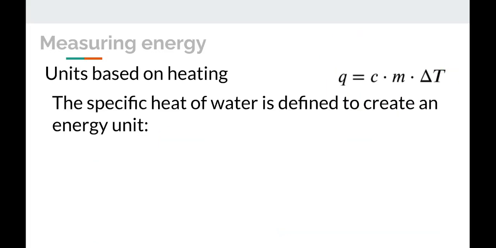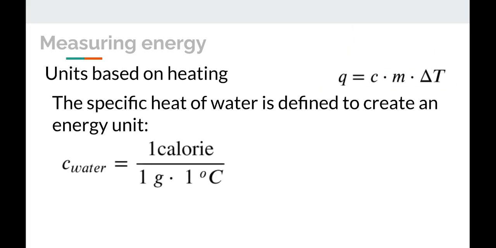The specific heat of water is defined in order to create an energy unit, and that energy unit is called the calorie. If you can take 1 gram of water and raise it by 1 degree C, it takes 1 calorie of energy to do that. So that's the specific heat of water. It's 1 calorie per gram per degree C.